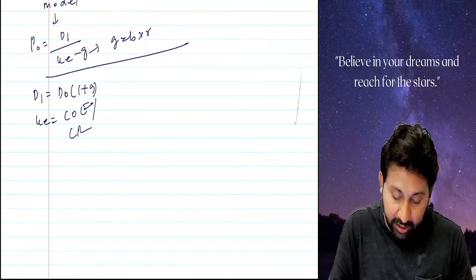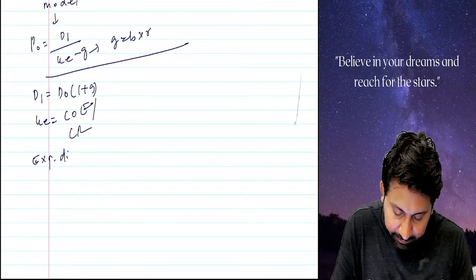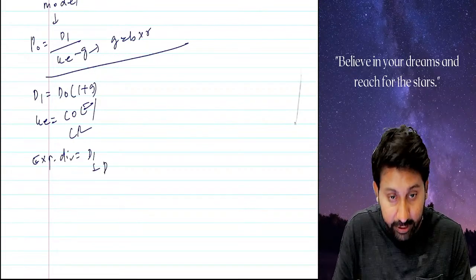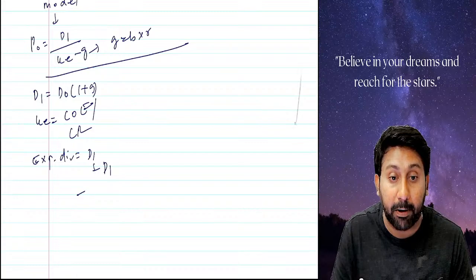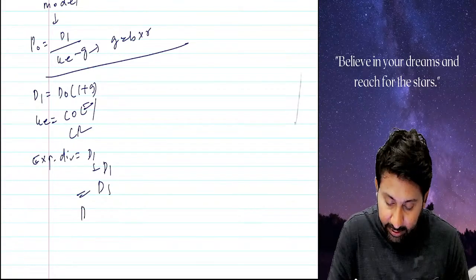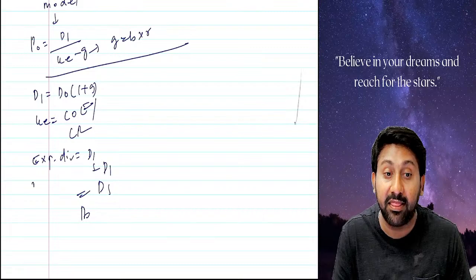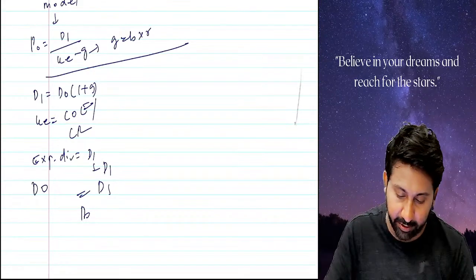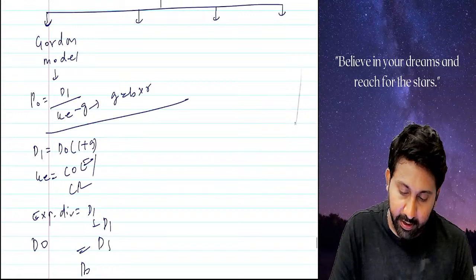D1 means what? Expected dividend. D1: dividend to be paid. D1: dividend proposed. D1: dividend just paid. D0: dividend paid in the last year. D0. All these languages are important. Okay. Gordon model. Next one.